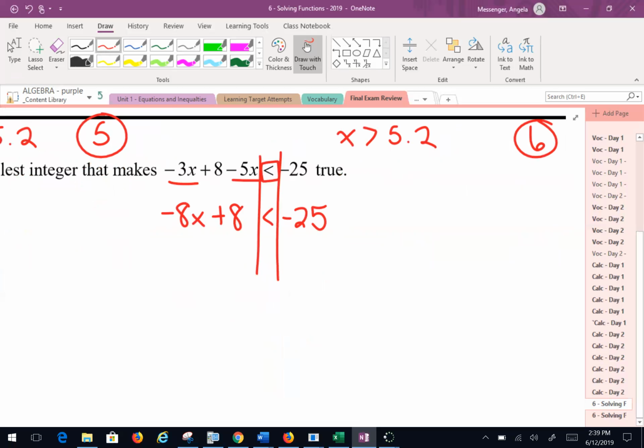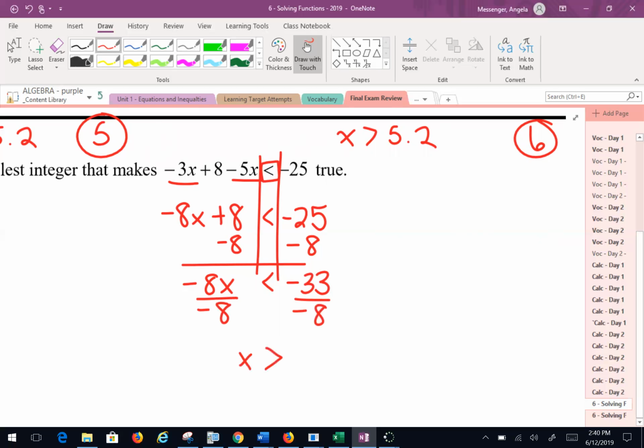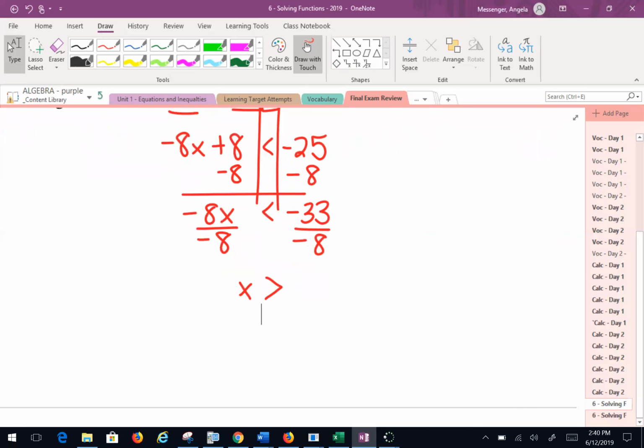So then what's the next step here? Subtract 8. -8x is less than -33. Some of you might be thinking, well, that's not really going to make sense because it's going to be a decimal, but it's fine. Couple points. I divide by -8. I switch the sign. Good. Because I divided by a negative. And what's -33 divided by -8?